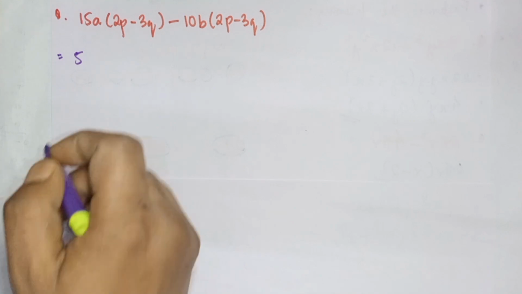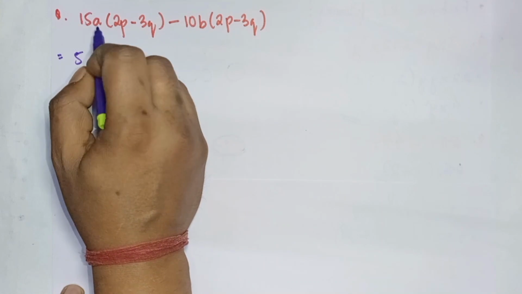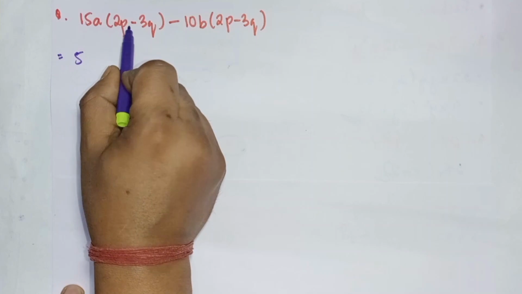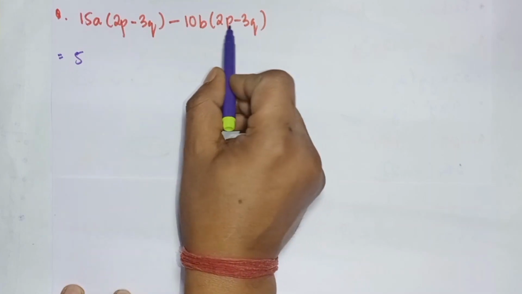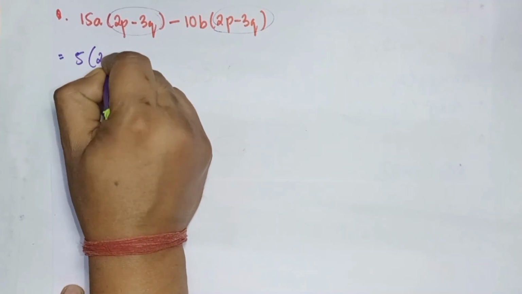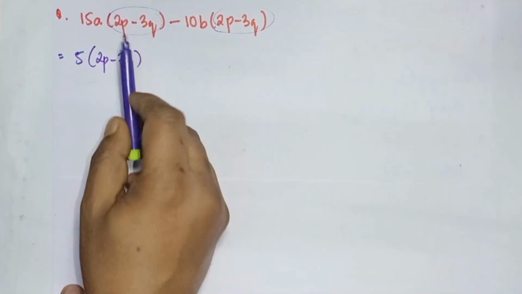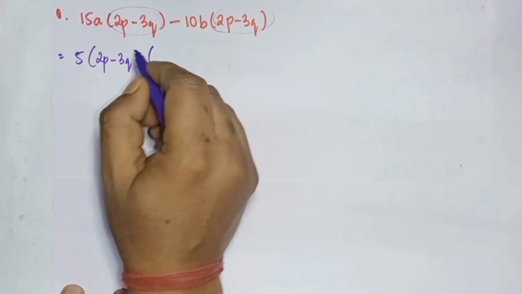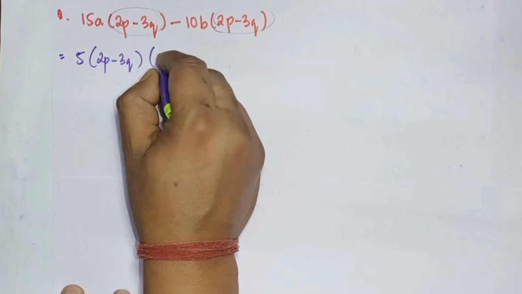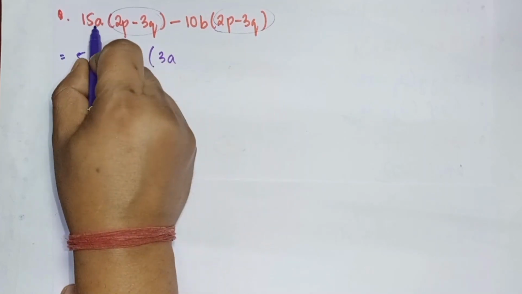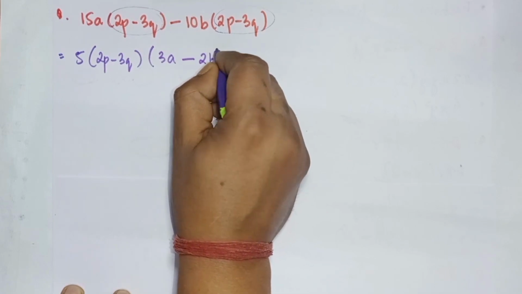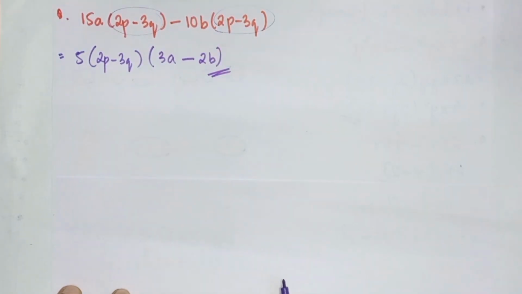So 5 done. Now what is left over? Now what is matching here? You can see (2p minus 3q), (2p minus 3q). That means I can take this outside. So this will be (2p minus 3q). Okay, this is done. Now what will be left over? See, I have already taken 5. So 5 3s, that means 3a, minus, now 5 2s are 10, so 2b. So this is my final answer.